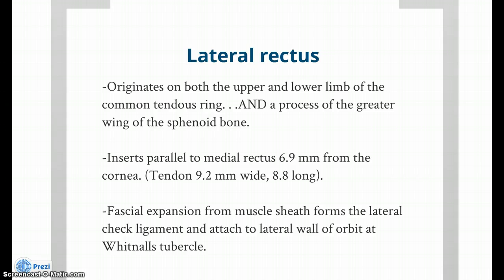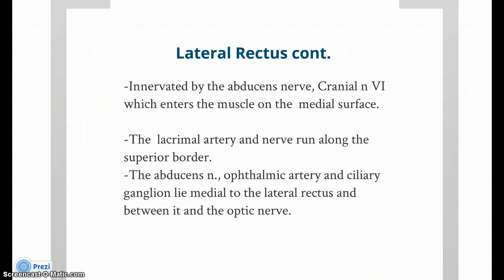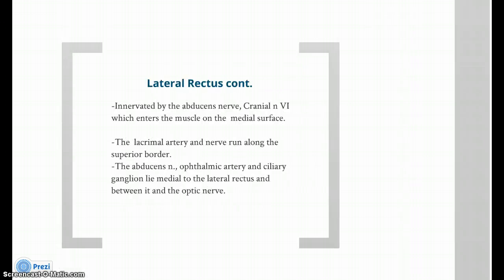This inserts parallel to the medial rectus, 6.9 millimeters from the cornea. Fascial expansion from this muscle sheath forms the lateral check ligament and attaches to the lateral wall of the orbit at Whitnall's tubercle. Lateral rectus is innervated by the abducens nerve, this is cranial nerve 6, which enters the muscle on the medial surface. The lacrimal artery and nerve run along the superior border of the muscle, and the abducens nerve, which is the ophthalmic artery and ciliary ganglion, medial to the lateral rectus and between the optic nerve.